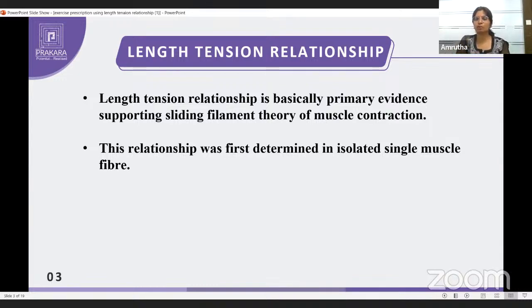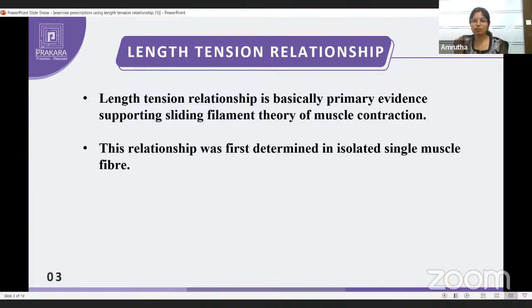Here I'm only talking about eccentric contraction. Next, the length-tension relationship was first determined in an isolated single muscle fiber. So whenever I'm talking about the length-tension relationship, depending on the evidence, I'm talking only about one single fiber. I'm not talking about the entire muscle. The exercise prescription using the length-tension relationship has a twist at the end. Let us see what it is later.